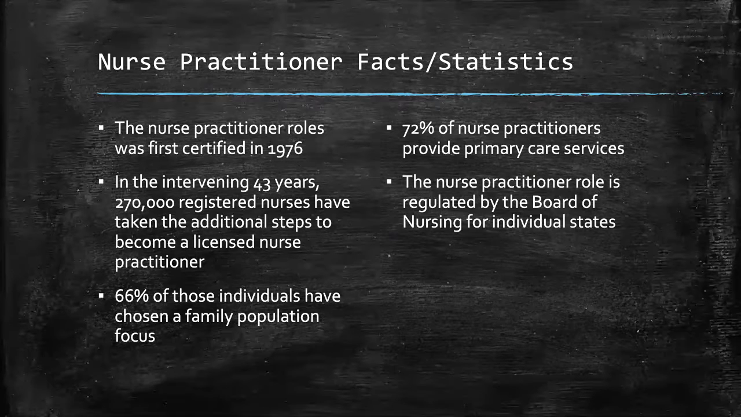72% of nurse practitioners provide primary care services, and a total of 53% of all nurse practitioners have privileges in hospitals and long-term care facilities. The nurse practitioner role is regulated by the Board of Nursing for individual states, meaning there is a variation from state to state in the nurse practitioner's scope of practice, collaborative agreements, and prescriptive authorities, which means in every state, there are slightly different things that the nurse practitioner can and cannot do.